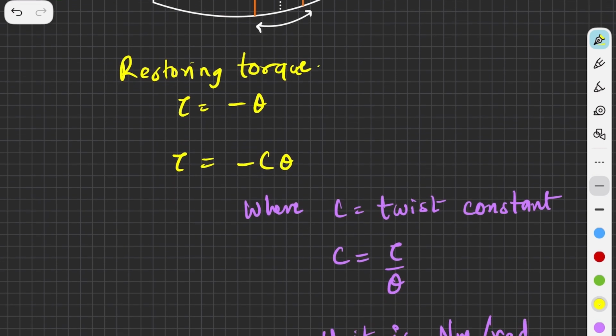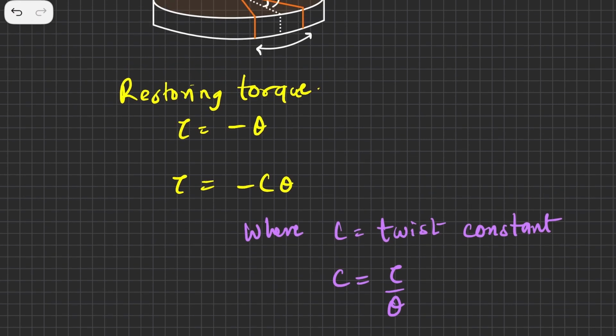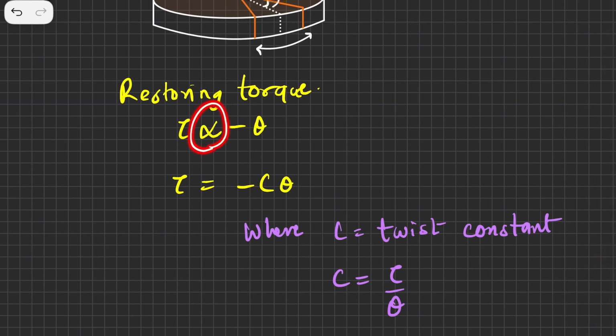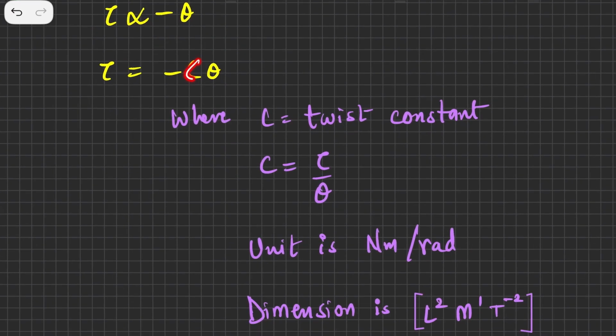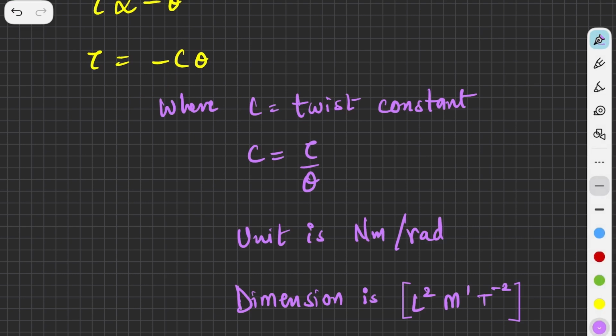Now, to remove the proportionality sign, okay, so this should not be an equal to; I just made an error over here, it should be a proportionality sign. In order to remove this proportionality sign, I need to multiply by a constant, and that constant happens to be c. This constant c is called the twist constant, and if I wish to find the value of c, I take theta to the other side. So I get c is equal to tau upon theta.